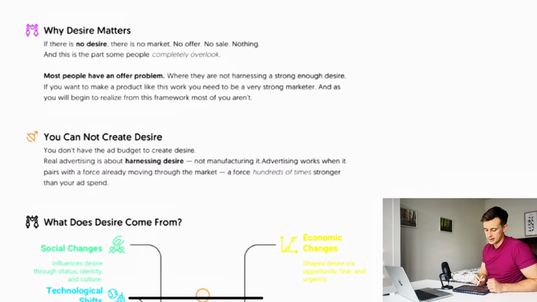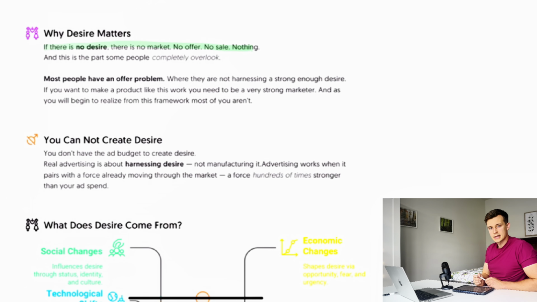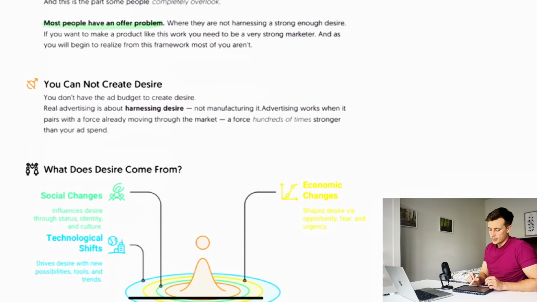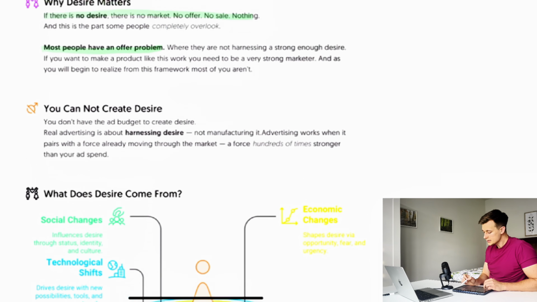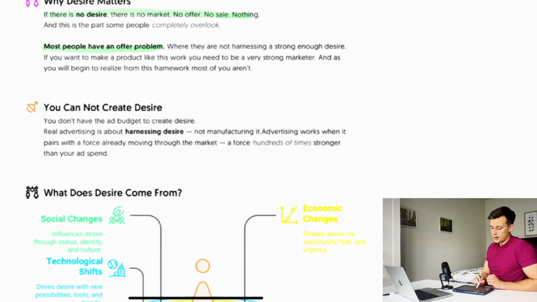Why does desire matter? If there is no desire, there is no market, there's no offer, there's no sale, there's nothing, okay? This is really important. And this is something that a lot of people completely overlook. A lot of people, oftentimes, if they can't make anything work time and time again, they have an offer problem, and they just don't know it, where they are not harnessing a strong enough desire, or even possibly the market is not large enough, right? That's another thing too. If you want to make a product like this work, you need to have a very strong marketer. And as you will begin to realize from this framework, a lot of you are not capable of selling something that doesn't have a mass desire behind it. It's really, really hard. It should never be done, to be honest.